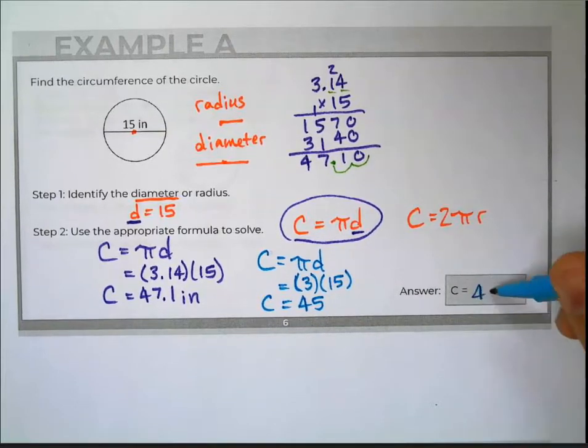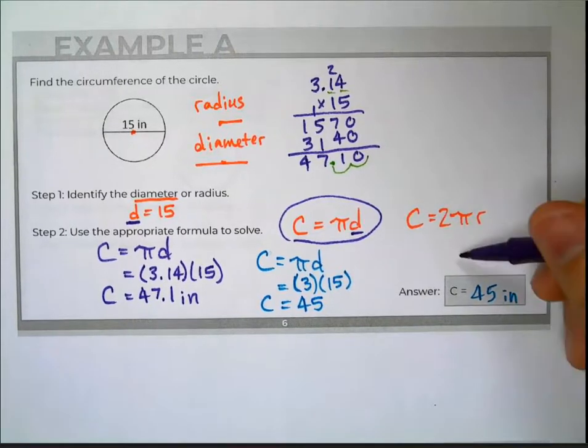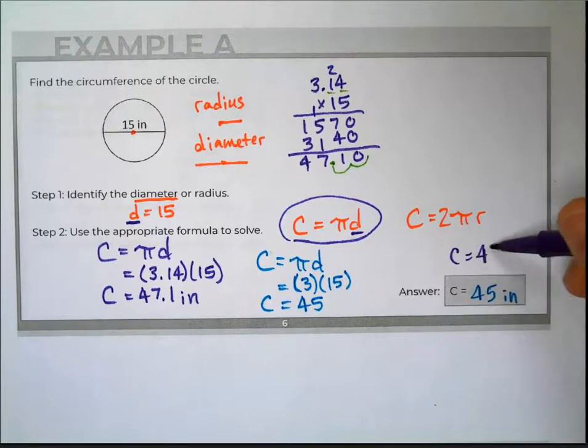So C equals 45 inches, or C equals 47.1 inches. Okay, go ahead and do your turn number 1. It's just like this.